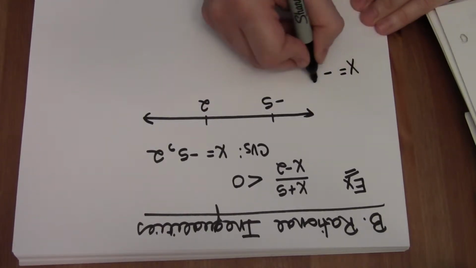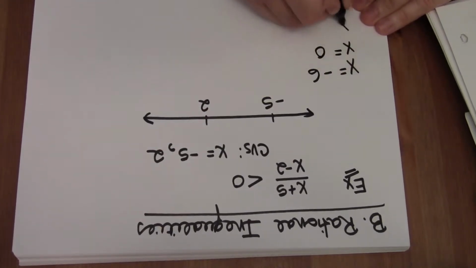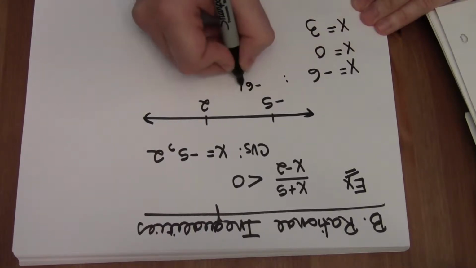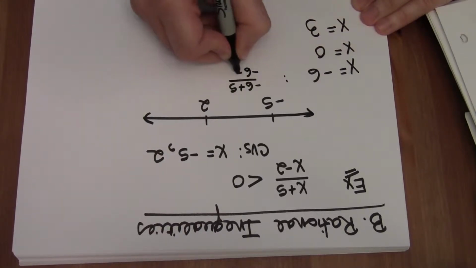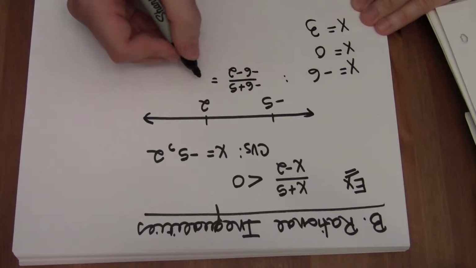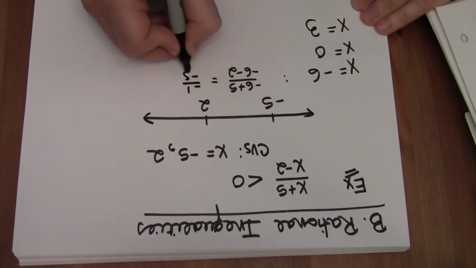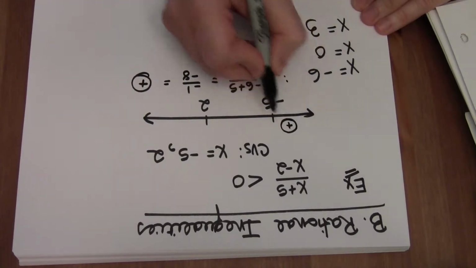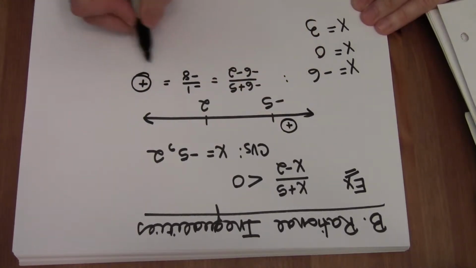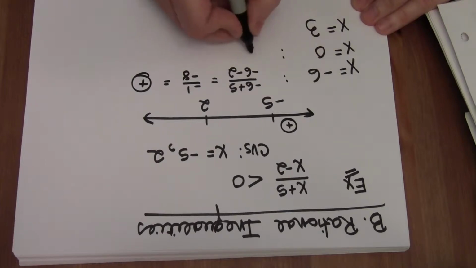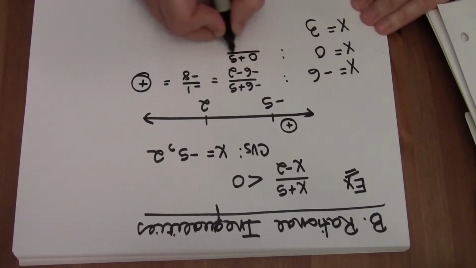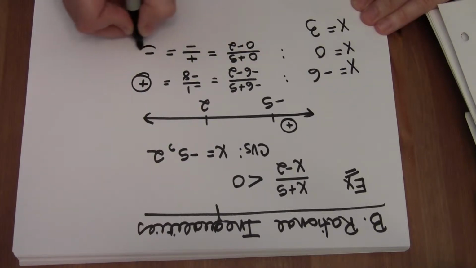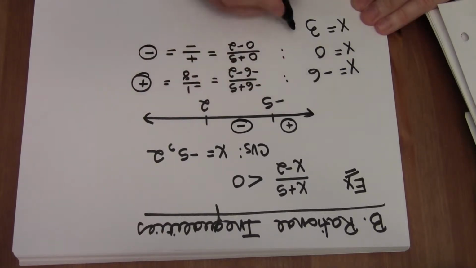some test values, like -6, and 0, and 3. Plugging in -6, we get (-6 + 5) over (-6 - 2). That gives me -1 over -8. That's something positive. I'm not going to bother with specific values so much, just really focusing on the signs here. Plugging in 0, (0 + 5) over (0 - 2) gives me a positive over a negative, which makes that next region negative.